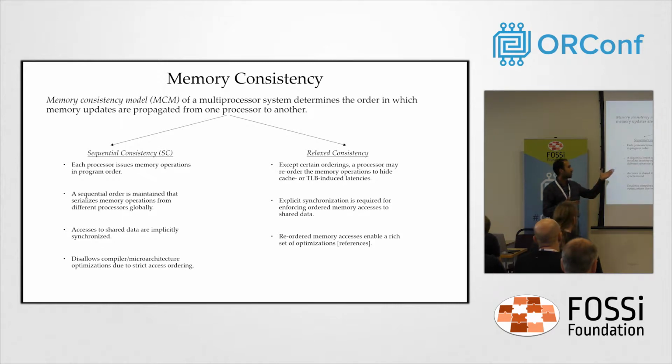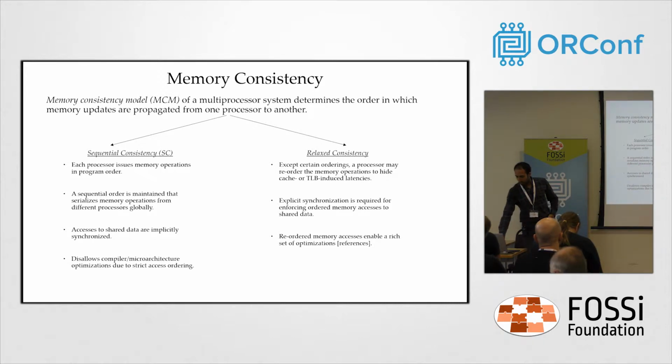Whereas relaxed consistency is a bit of a generic term, but in general, processors can reorder the instructions. Of course, this must be detailed in the instruction set architecture of the processor. And then synchronization is required by the compiler and the program writer itself. So the synchronization points should be placed explicitly by the programmer.